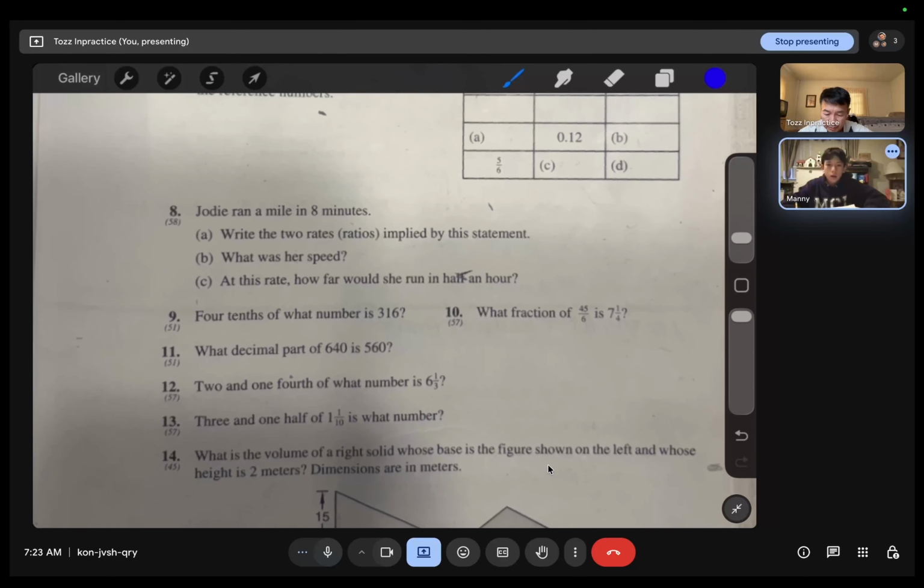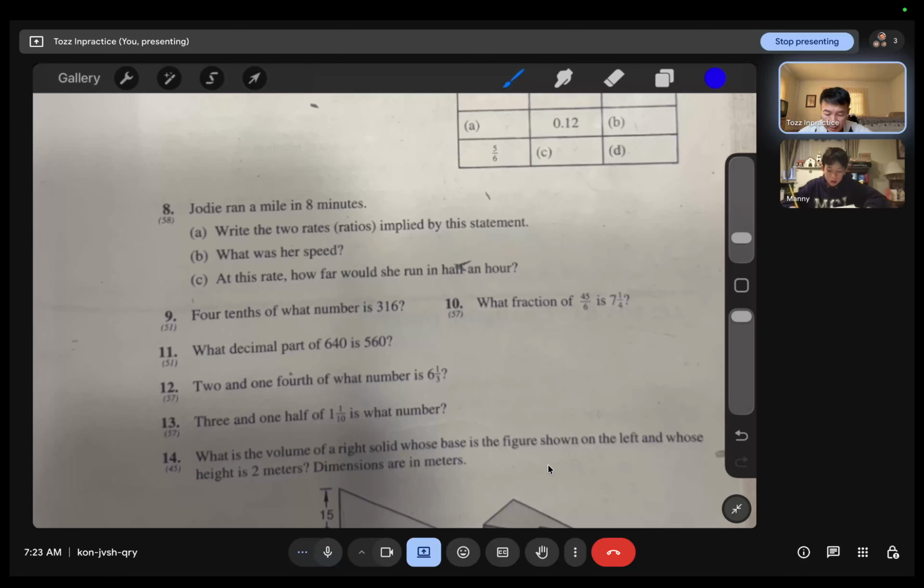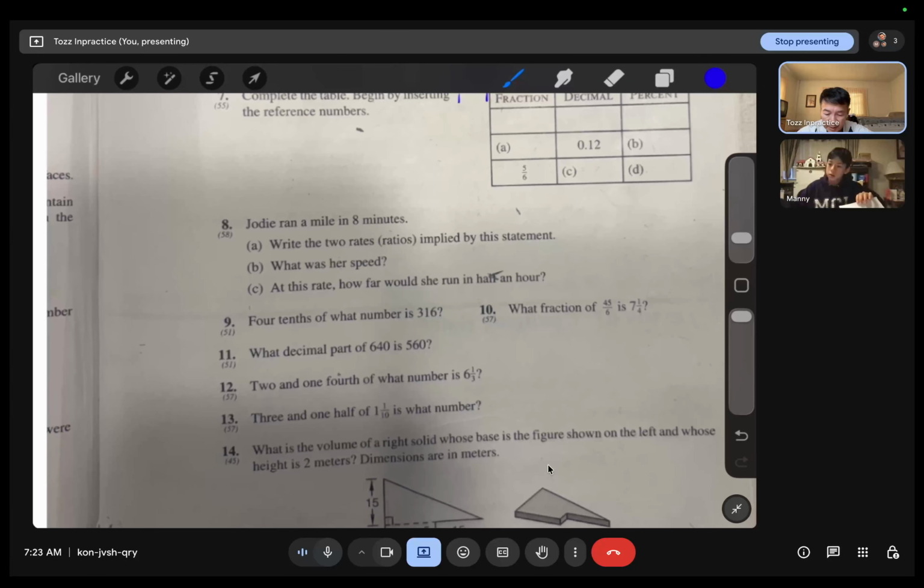8. Jody ran a mile in 8 minutes. Okay, a mile in 8 minutes. So 1 mi over 8 minutes, based on the exact interpretation. mi on top, min on the bottom. Right. 2. Okay, I think you're okay with this one, but this will be like the speed version of it, miles per minute.